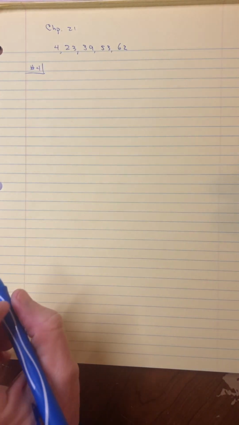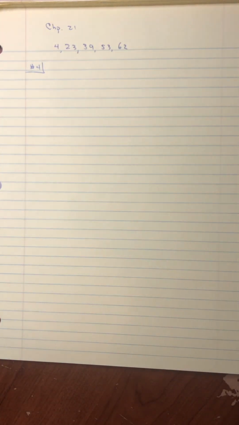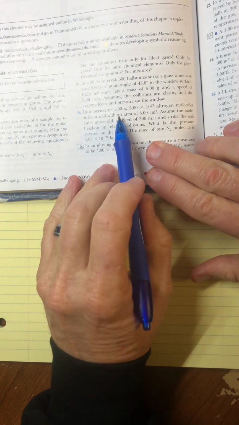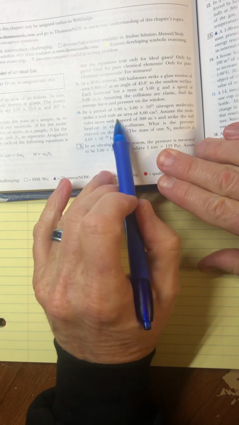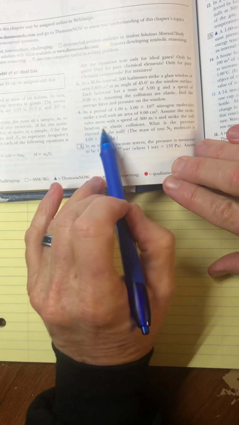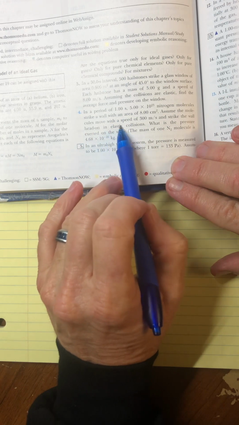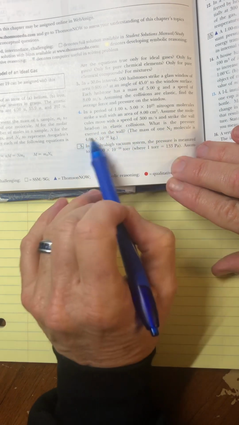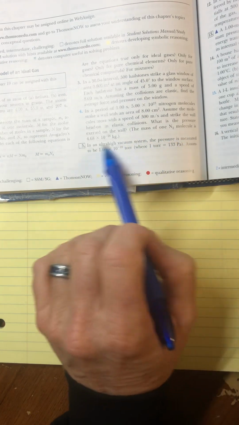Let me start with number 4. I've got a list of, looks like, 5 of them, and I'll grab the hard copy of the textbook here and drop it into the screen. It says, in the period of 1 second, 5 times 10 to the 23rd nitrogen molecules strike a wall that has an area of 8 centimeters squared. Assume the molecules move with a speed of 300 meters per second and strike the wall head-on in an elastic collision. What is the pressure exerted on the wall? And the mass of one nitrogen molecule is given here.